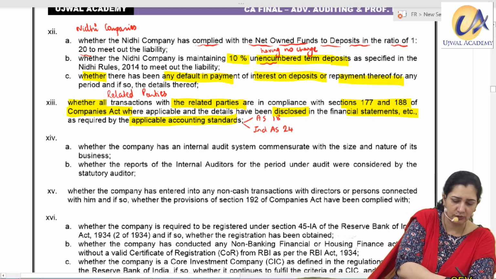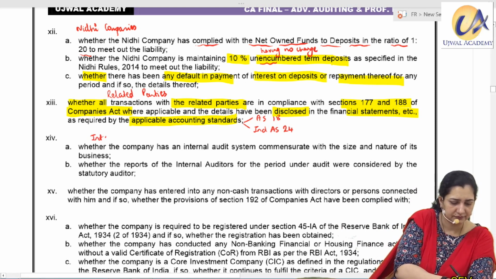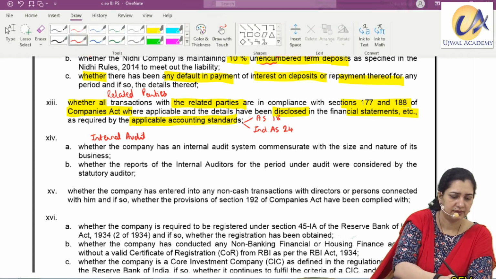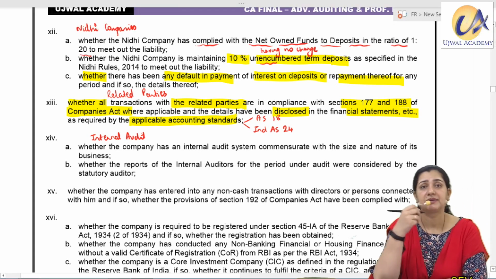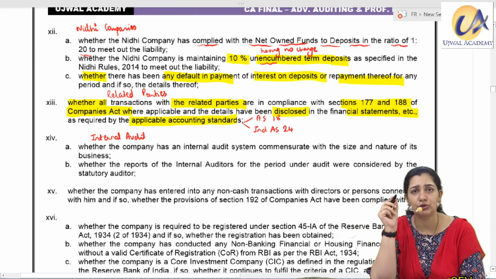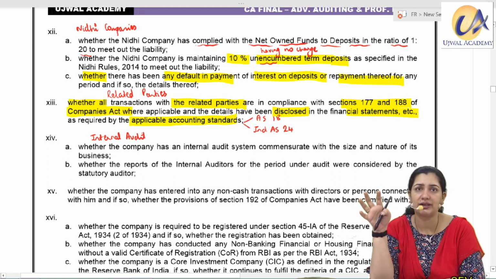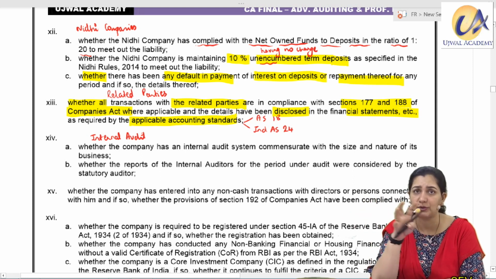NRI, I is now internal audit. So we know that certain types of companies have to have the internal audit department. They should have the internal audit done. Section 138 tells you about that.